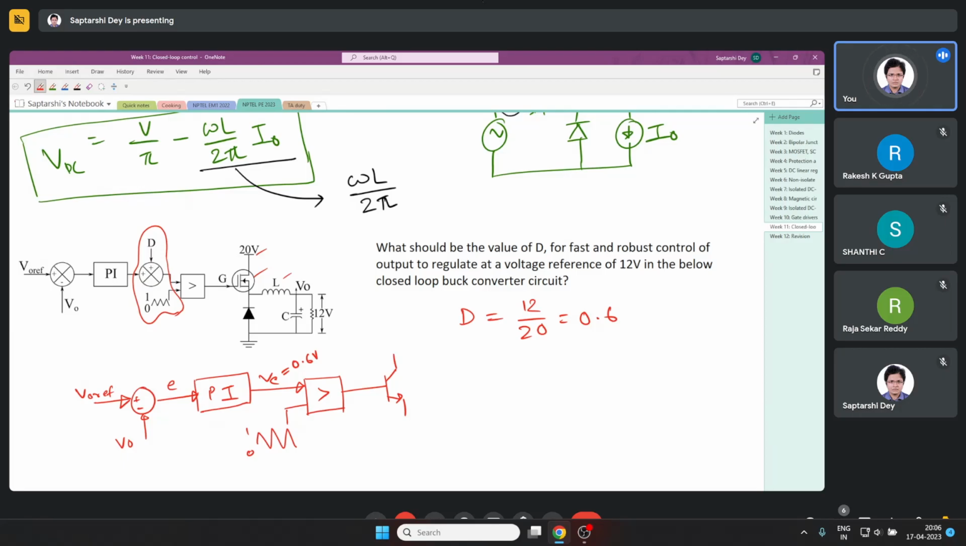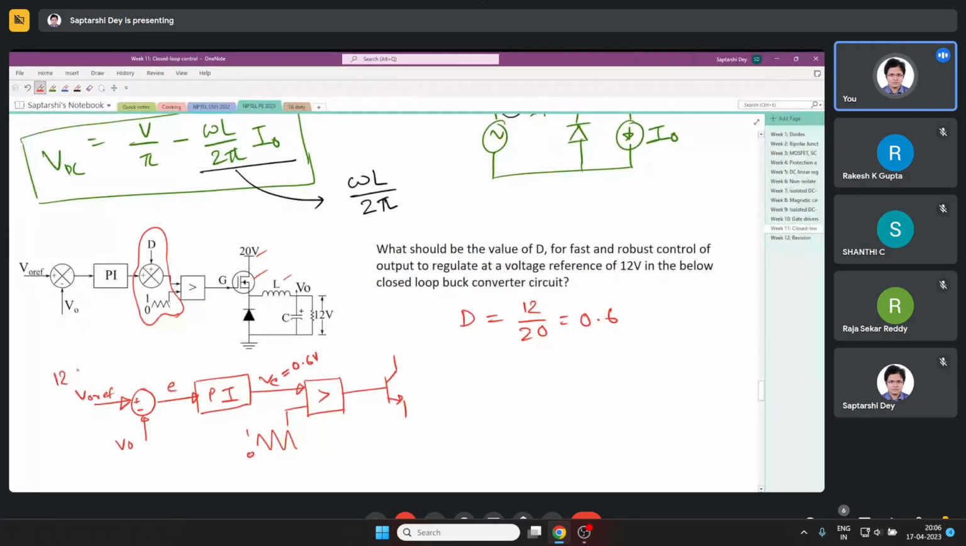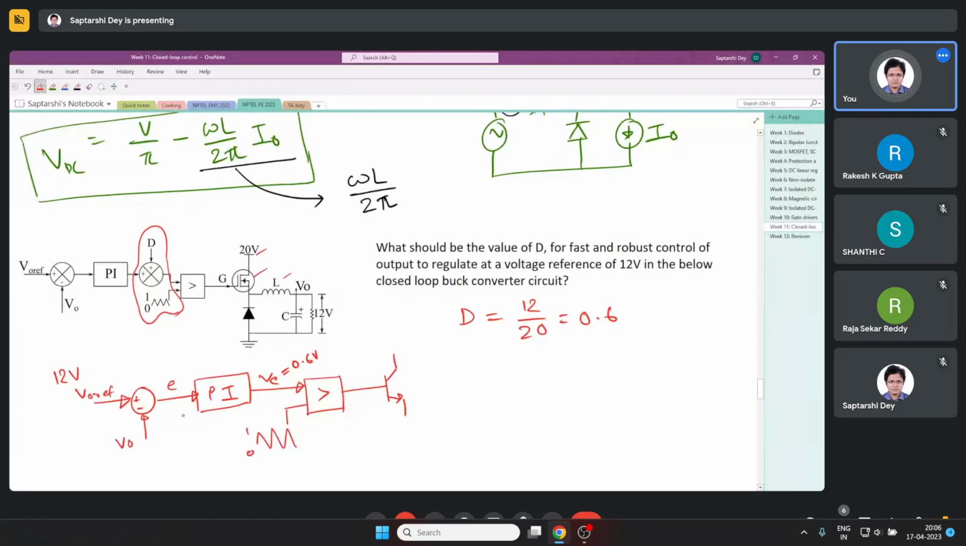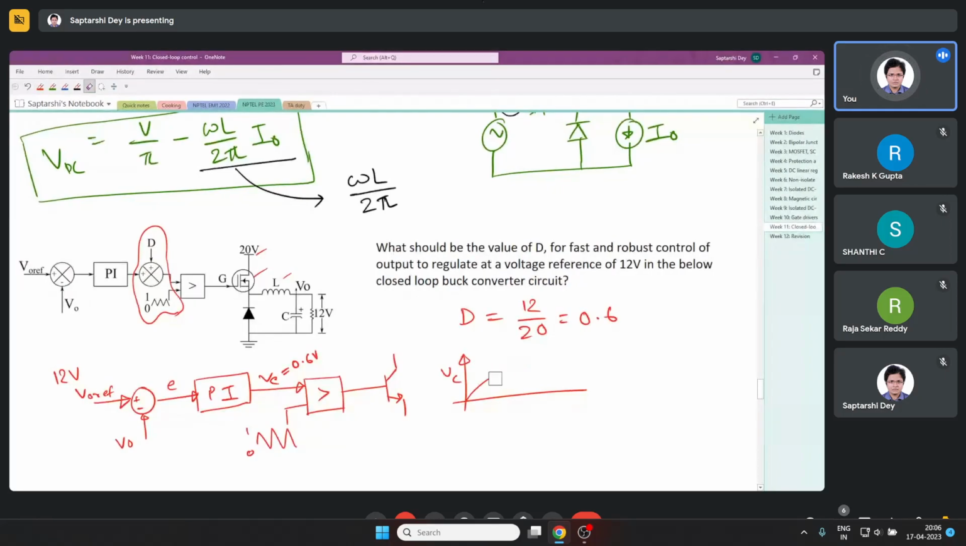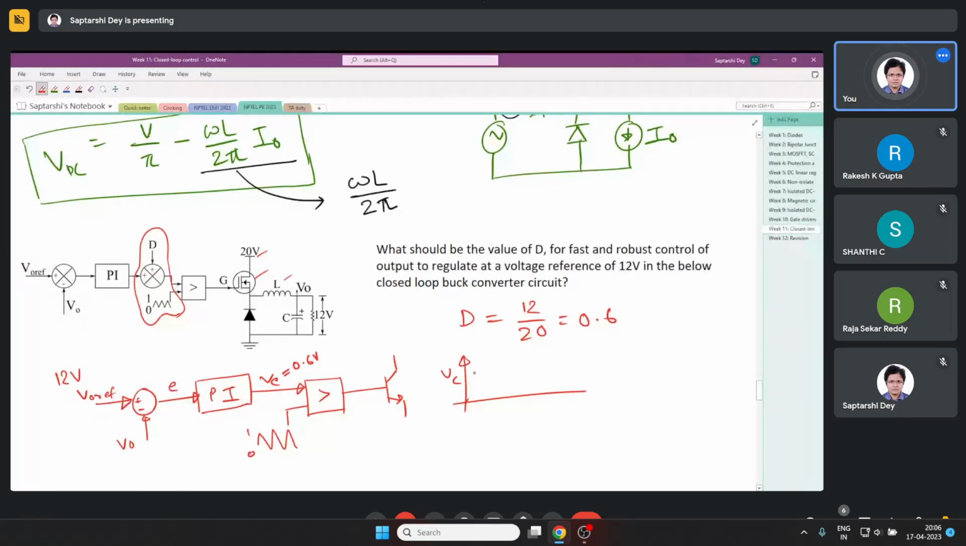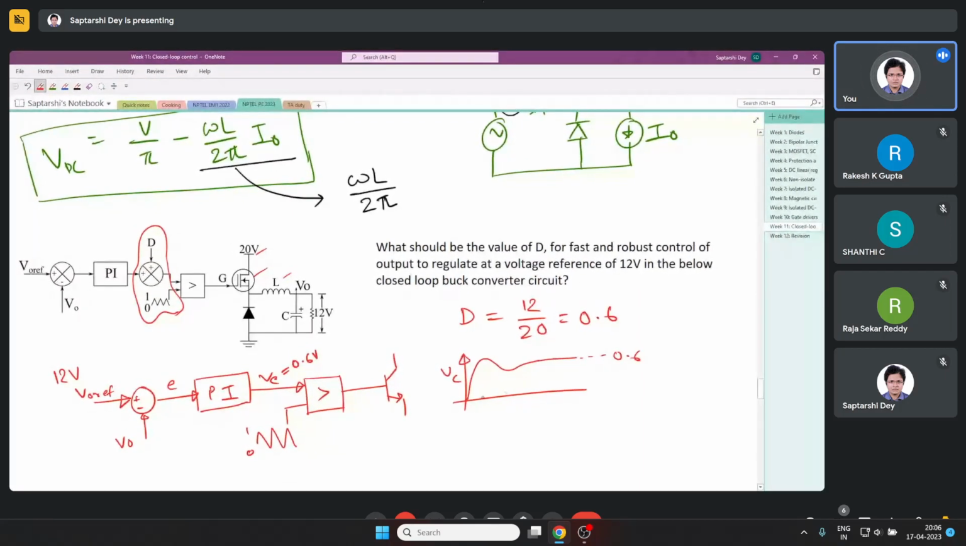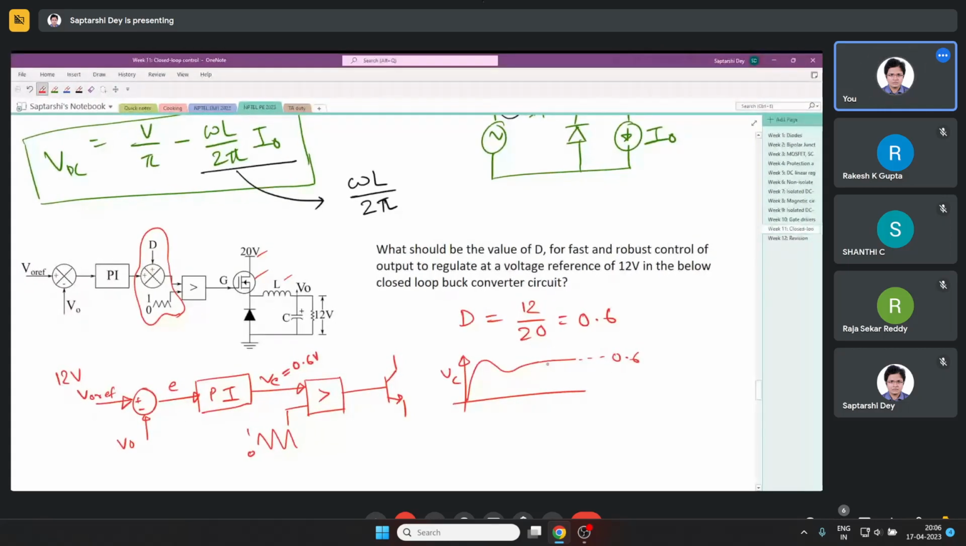So what is happening is we are giving some voltage reference, say 12 volt, and the circuit starts from this Vc here, it starts from 0. Since it is a buck, if you now connect a buck converter and have PI, then it might show you a response like this, and it will settle at a value of 0.6. So it starts from 0 and goes to 0.6, and quite a long time it takes.